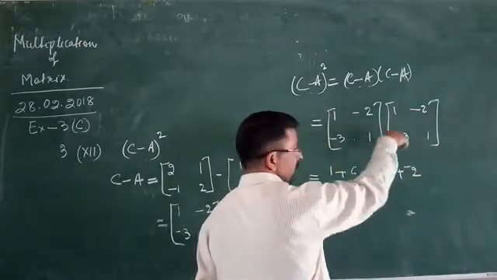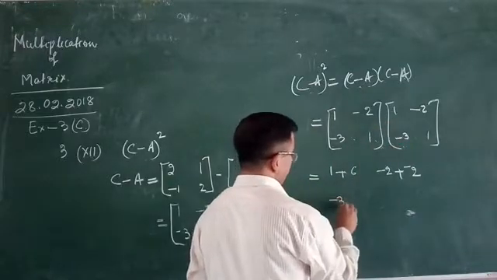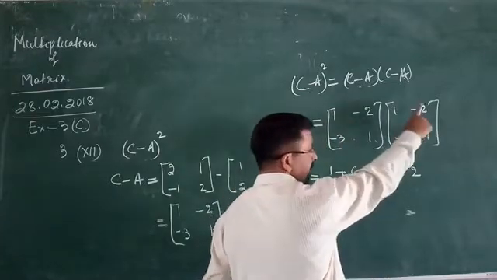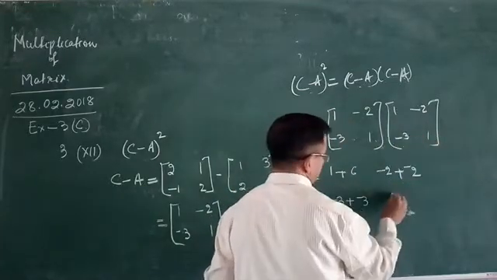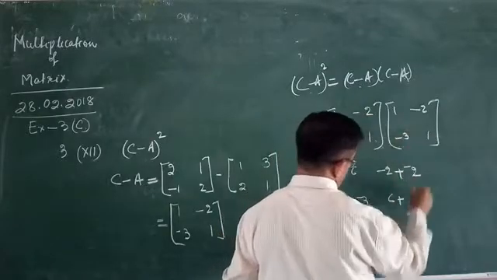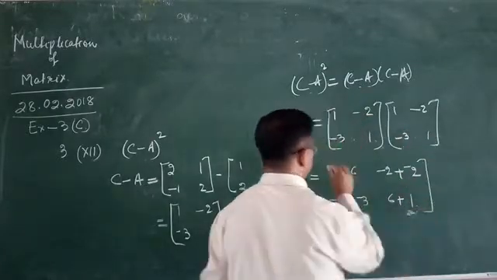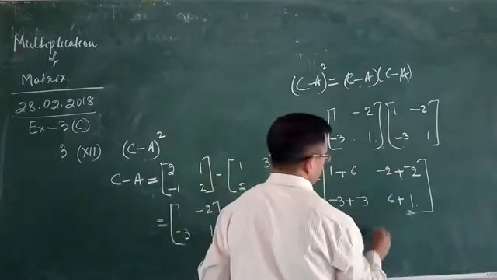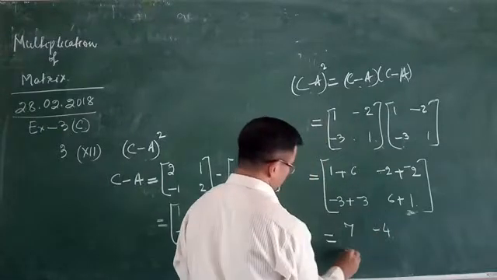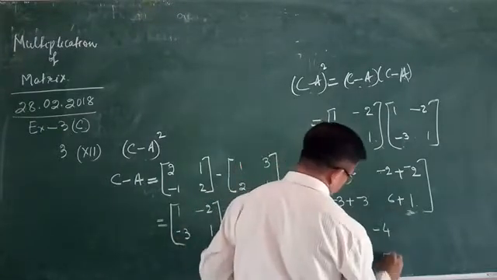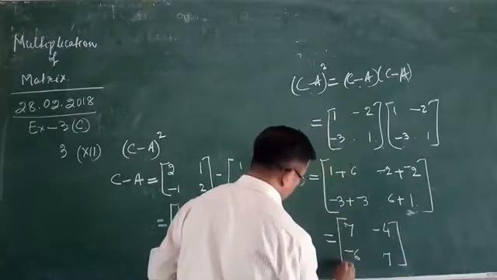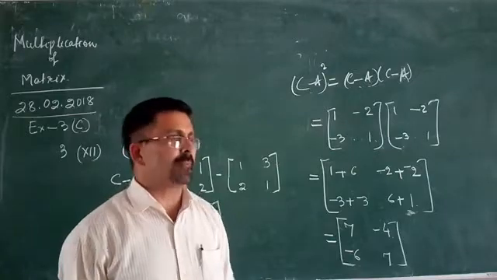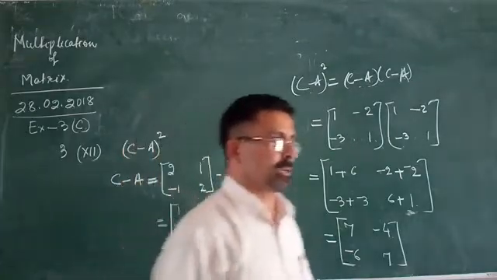Now second row and the first column: this is negative 3, plus this into this, negative 3. Now go to the second row and second column: negative into negative, positive 6, plus 1 into 1, 1. Final answer: 6 plus 1, 7; negative 2 and negative 2, negative 4; negative 3 and negative 3, negative 6; and 6 plus 1, 7. This is your answer. Do you find any difficulty?